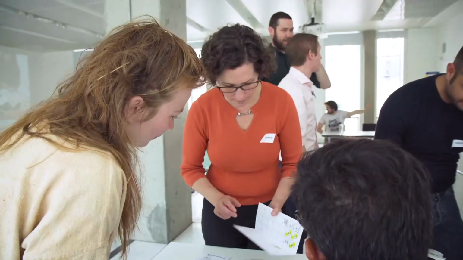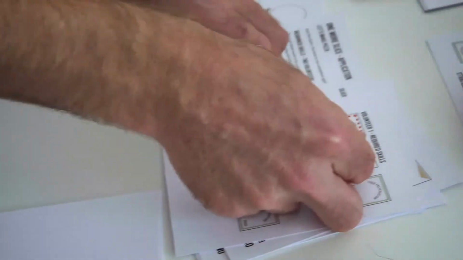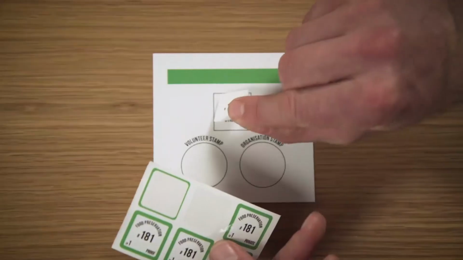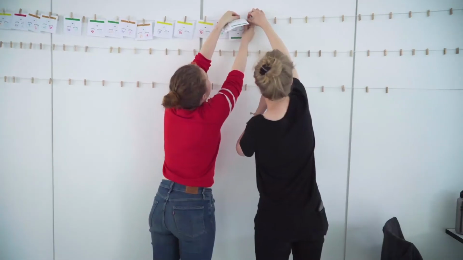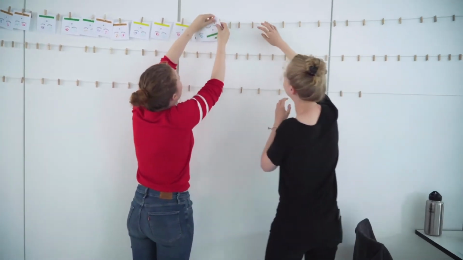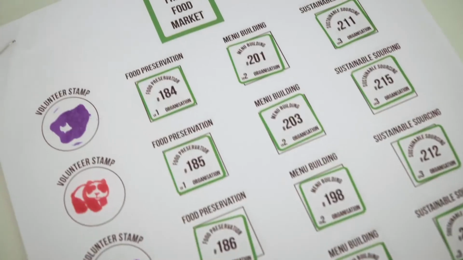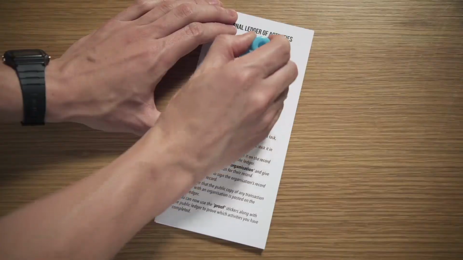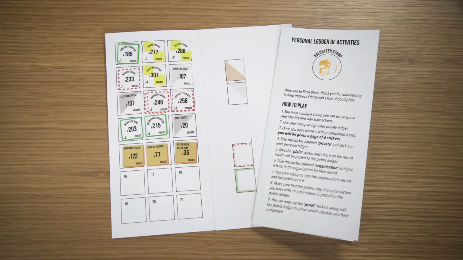Every time a volunteer learns a skill or completes a task, a number of different physical records are made that record these transactions. The first record is made on a public ledger, and it's anonymous, available for everyone in the game to see and reference. Organisations have a record of volunteers taking part in their specific activities. Volunteers have their own independent private ledger of all their activities.